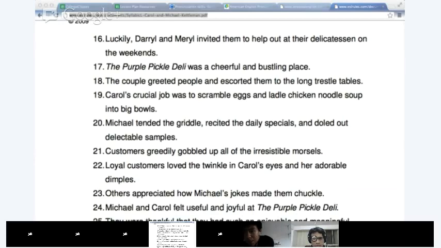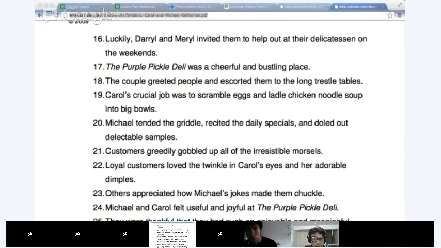The couple greeted people and escorted them to the long trestle tables. Okay. It's okay. Let's repeat that word as well, Philip. Escorted. Escorted. Yep. And, IU, Delhi. Delhi.